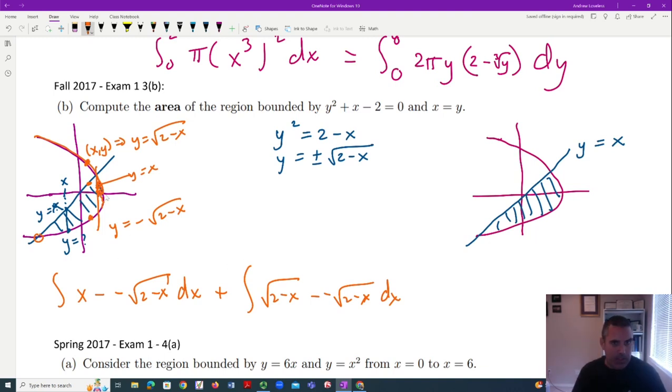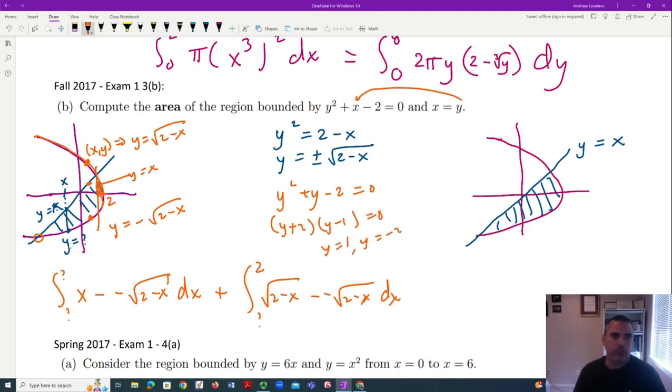I think we know that the end of this is at 2. And we know it starts, actually we don't know where it starts. So you'd have to figure out what this is and what this is by doing intersections. We can do it real quick. y squared plus y minus 2 is 0. I think these factor. y plus 2, y minus 1 is 0. y equals 1 or y equals negative 2. So this must be when y is negative 2, and this must be when y is 1. If y is 1, x is 1. So this is negative 2 to 1, and then 1 to 2.